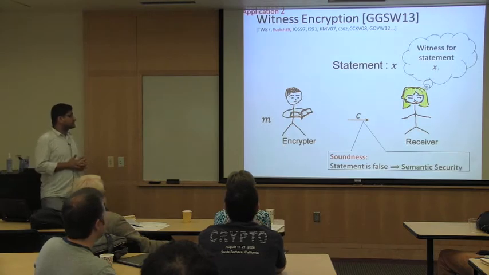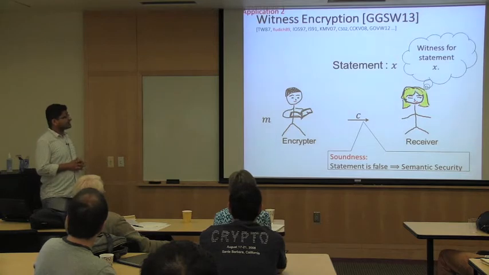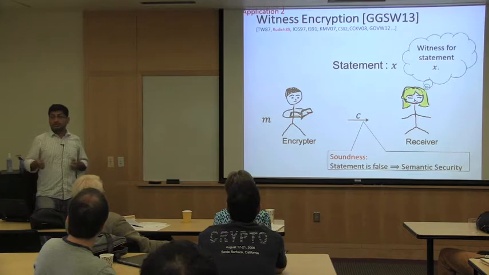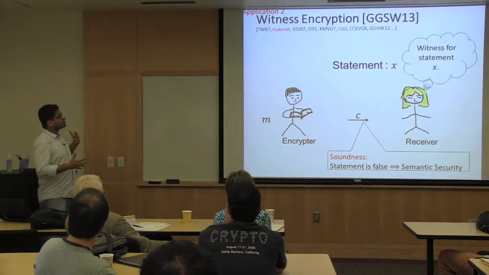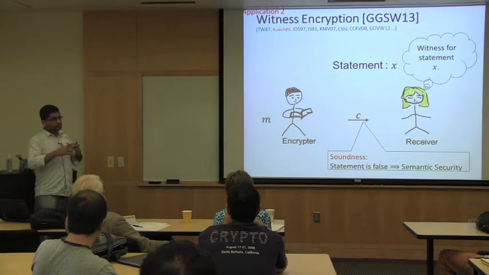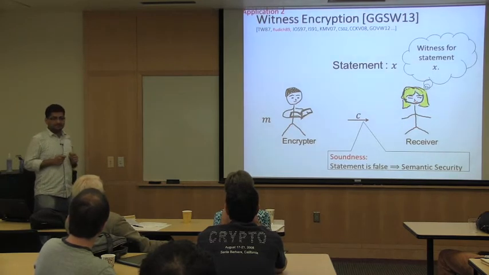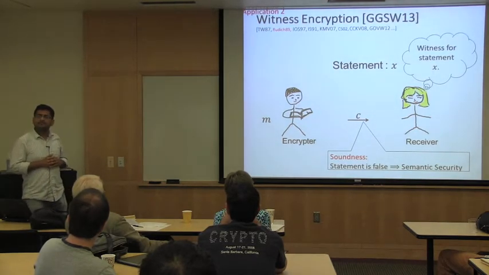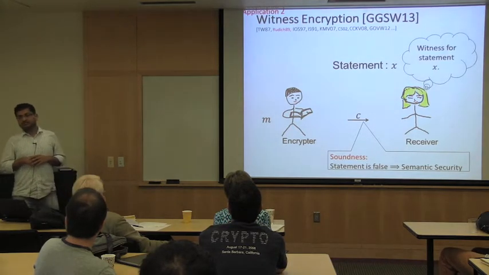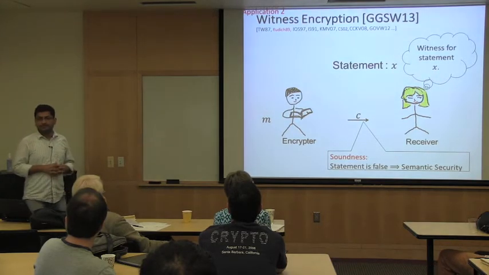The soundness condition is that if the statement is false, if the SAT formula is actually unsatisfiable, then semantic security should hold. What that means is that the receiver shouldn't be able to tell whether I encrypted 0 or I encrypted 1. If you think about fully homomorphic encryption, it's really cool. What it allows you to do is arbitrary computation on encrypted data, but what you get in the end is encrypted. Statistically, it's known to be impossible for all of them, unless the polynomial hierarchy collapses.